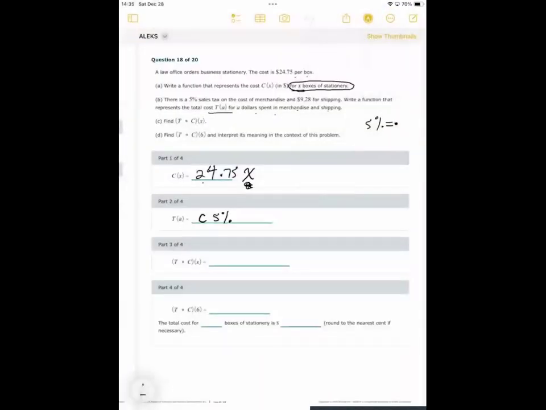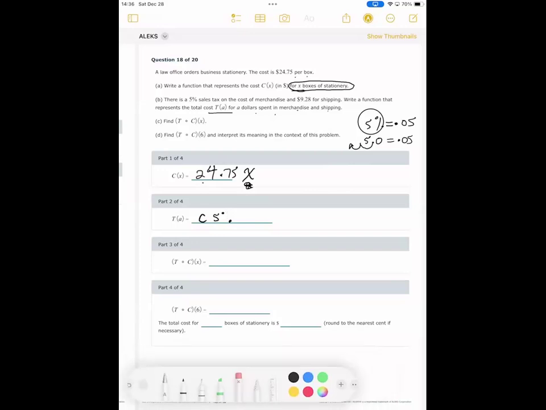Okay. So you don't leave things with a percent sign. 5% means 5.0, you push the decimal point back 1, 2 places. You write it as 0.05. So 5% is 0.05. When you want to find the tax on something or commission on something, you go cost times 0.05. That is the tax, plus the cost, plus the shipping.